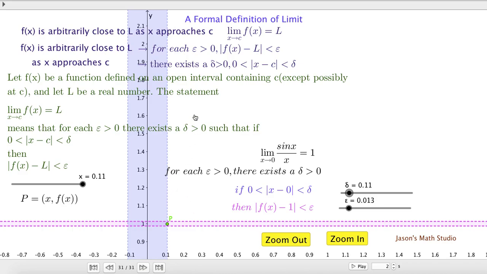So the definition of limit is as follows. The limit of f of x as x approaches c equals L means that for each epsilon that is greater than 0, there always exists a delta that is greater than 0 such that if the absolute difference between x and c is greater than 0 and less than delta, then the absolute difference between f of x and L is less than epsilon. That's all for this lesson.